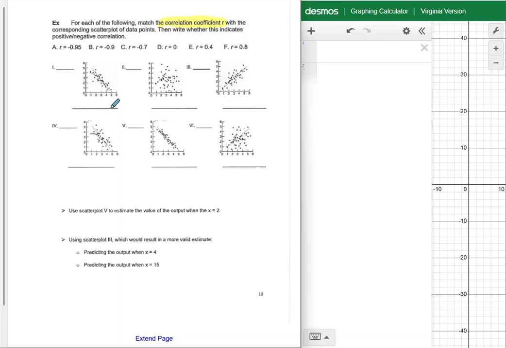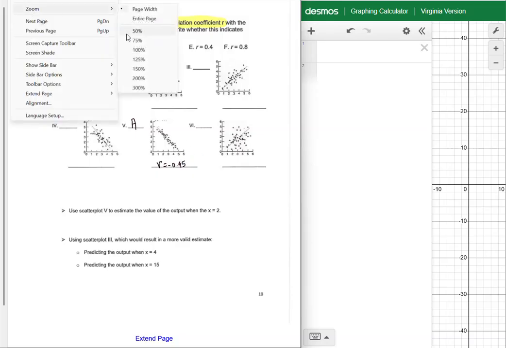So this is negative, this is negative, this is negative. The rest are, well, this is nothing, but these two are positive. Since it's negative and it shows 95, which is a pretty high number, the points will be closer together. So since it's negative and it's 95, I would say my best bet is this. I'm just going to write the letter A for R equals negative 0.95.